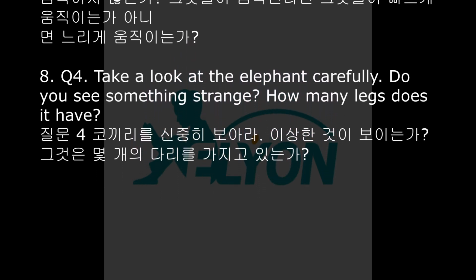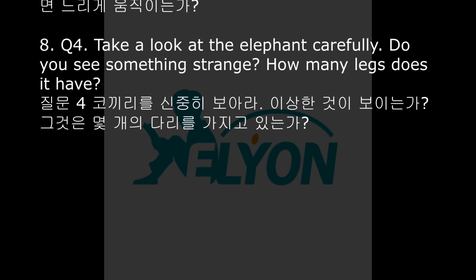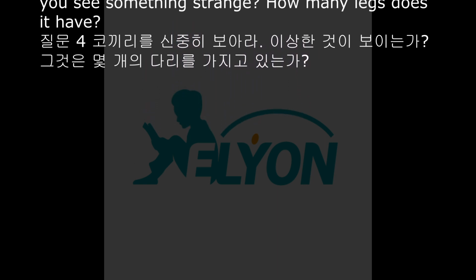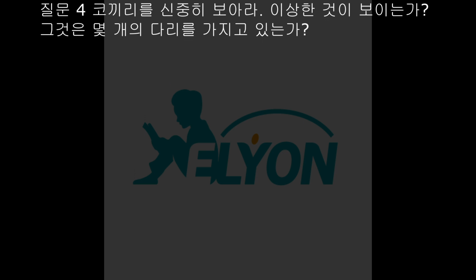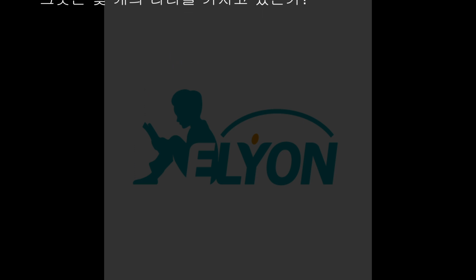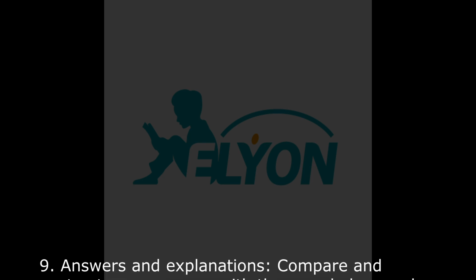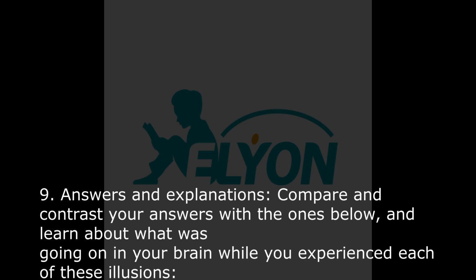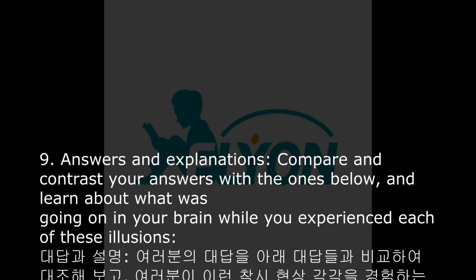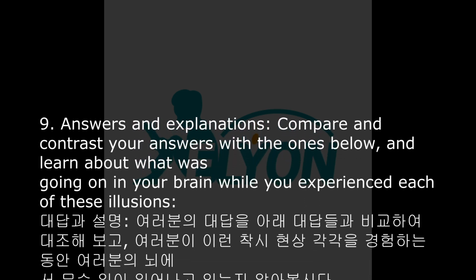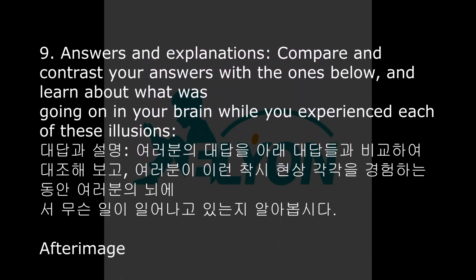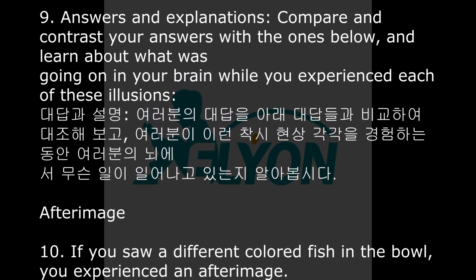Question 4. Take a look at the elephant carefully. Do you see something strange? How many legs does it have? Answers and explanations. Compare and contrast your answers with the ones below, and learn about what was going on in your brain while you experienced each of these illusions.